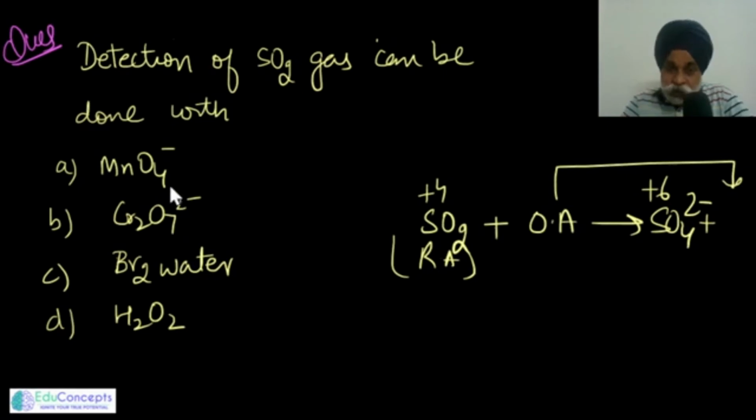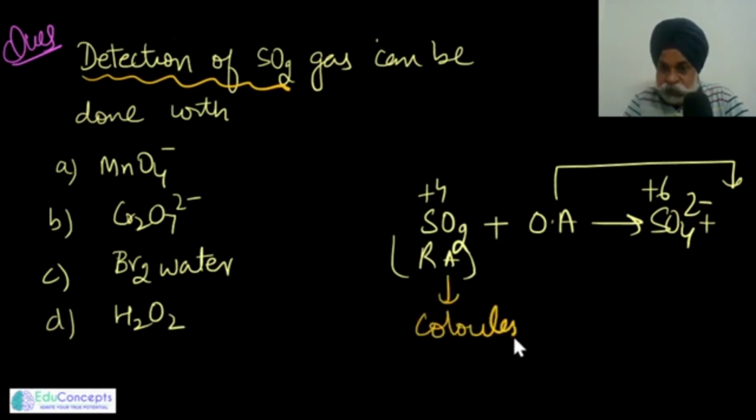Now, although this question seems easy, it is not so easy. You have to be a little vigilant, because they have said detection of SO2 gas. SO2 gas in itself is colorless. Since it is colorless, it is to be treated with such an oxidizing agent which would show some color change. Then only you can detect it, otherwise you would not be able to detect it.